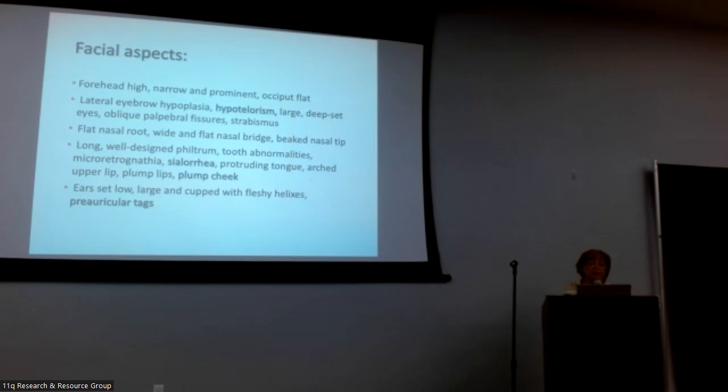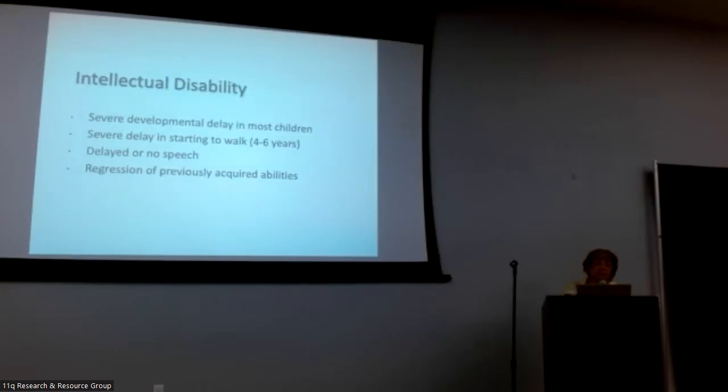Facial aspects are in fact the least important for you parents, because it's just how they look. For us doctors it is important because it shows us whether they are within one syndrome or another. Intellectual disability is severe. They start walking at 6 years. They have delayed or no speech. There is regression of some acquired abilities.